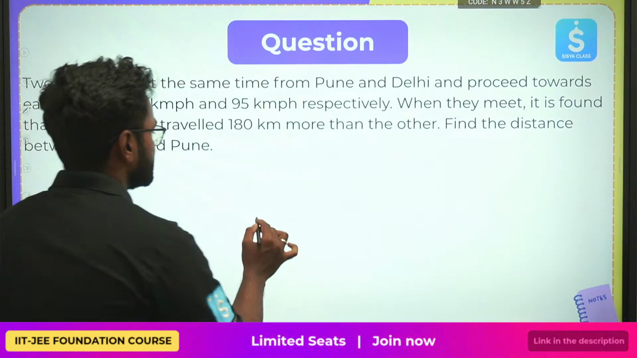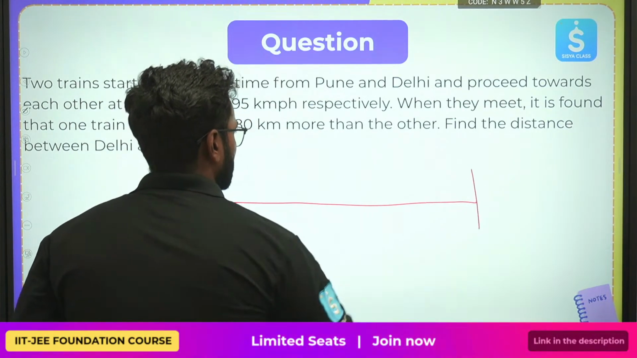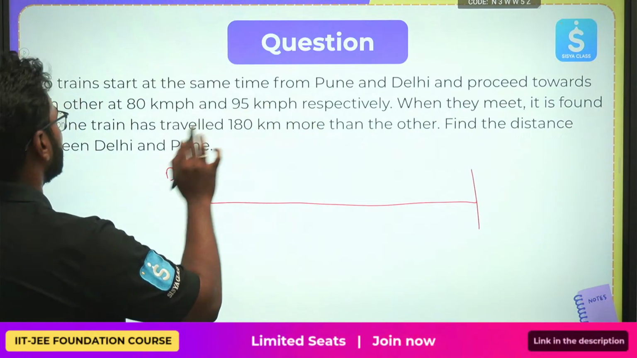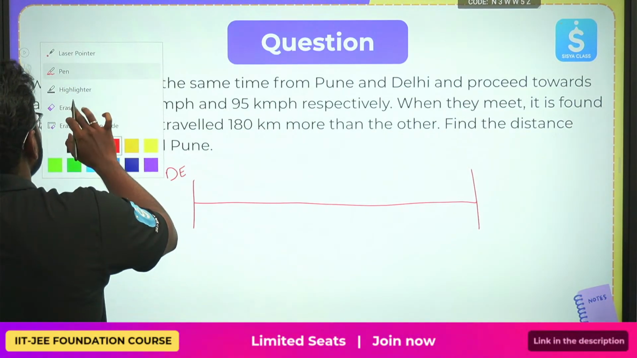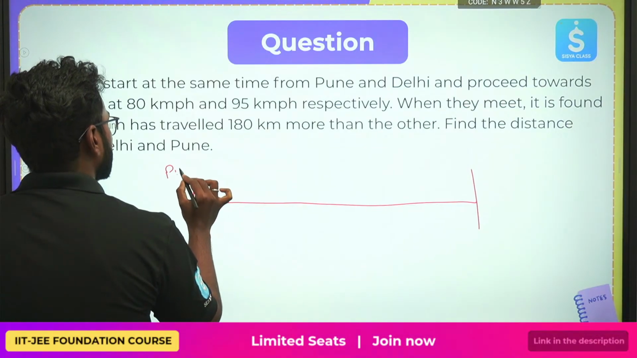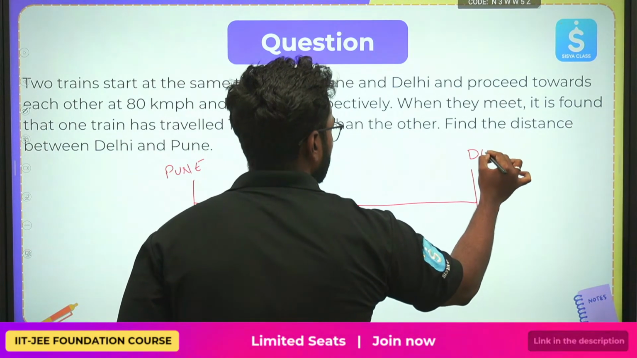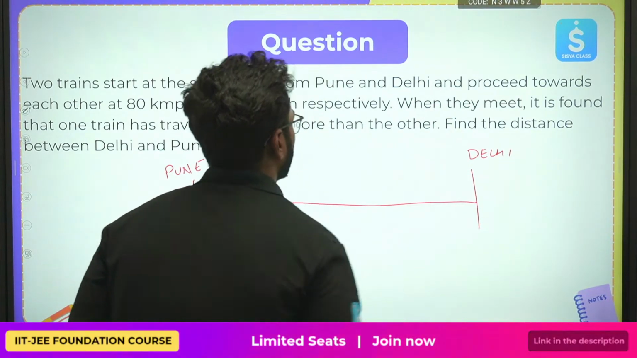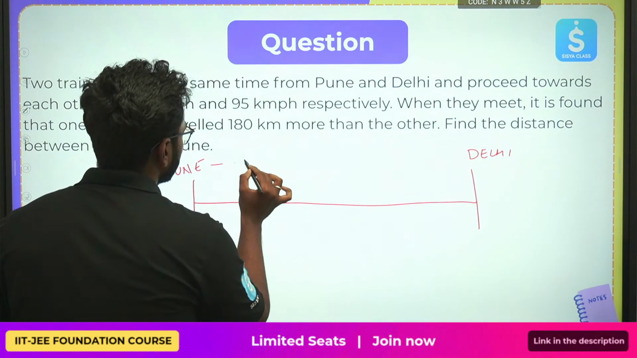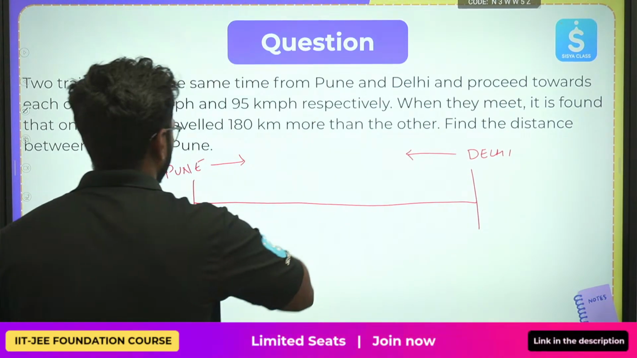Let us take 2 points. Okay, let me do this. Let me write this as Delhi. Okay, wait. First we have Pune, right? Let's write Pune in this case. Okay, we have Pune. And we have Delhi. Now, these are the two points. Now, one train is moving like this and one train is moving from Delhi towards Pune.